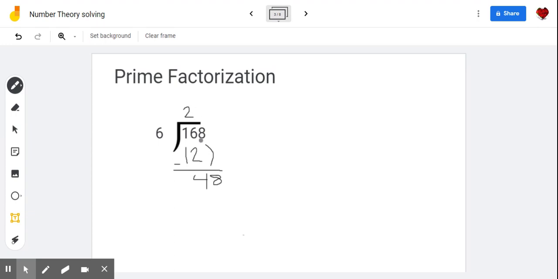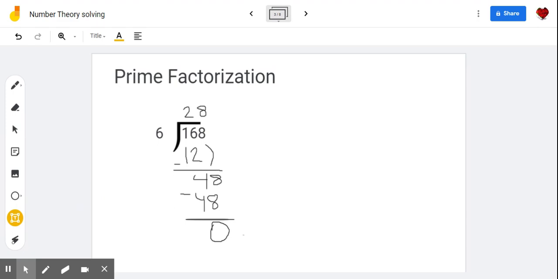6 goes into 48. How many times? 8 times, correct. 6 times 8 is 48. And we're left with a remainder of 0, which means it works.